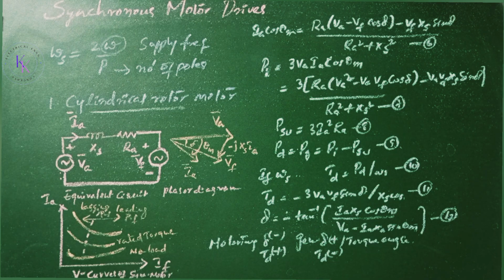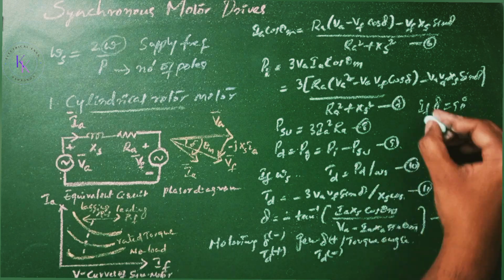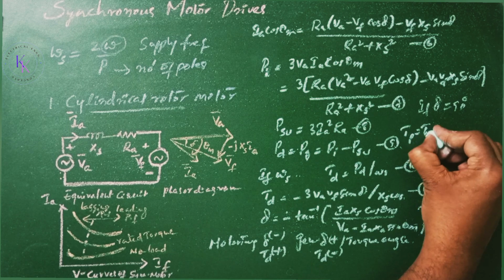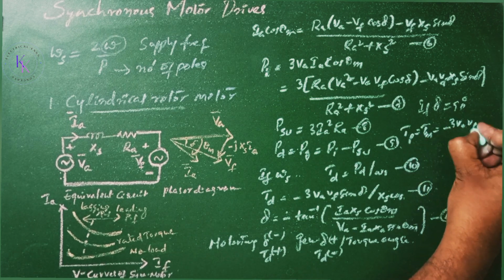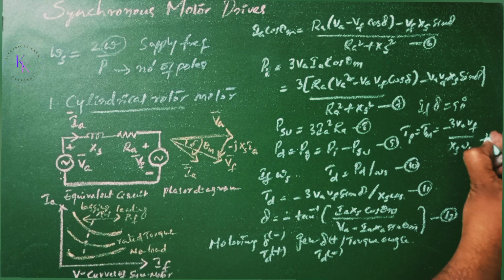For a fixed voltage and frequency, the torque depends on the angle delta and is proportional to the excitation voltage Vf. For fixed value of Vf and delta, the torque depends on voltage to frequency ratio, and constant volts per hertz control will provide speed control at a constant torque. If Va, Vf and delta remain fixed, the torque decreases with the speed and the motor operates in the field weakening mode. If delta is 90 degrees, the torque becomes maximum, and the maximum developed torque, which is called pull-out torque, is given by Tp equals Tm equals minus 3 Va Vf by XS omega s. Let this be equation number 13.